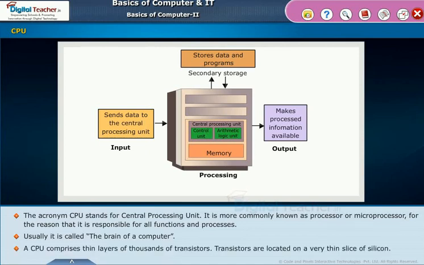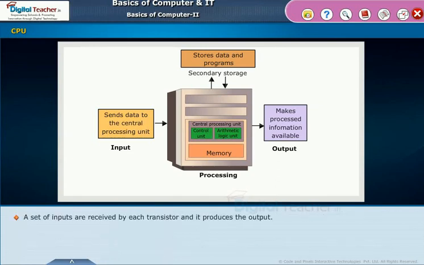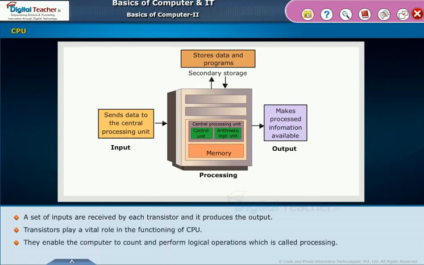A CPU comprises thin layers of thousands of transistors. Transistors are located on a very thin slice of silicon. A set of inputs are received by each transistor and it produces the output. Transistors play a vital role in the functioning of CPU. They enable the computer to count and perform logical operations, which is called processing. It processes the instructions that it collects by deciphering the code in the programs.